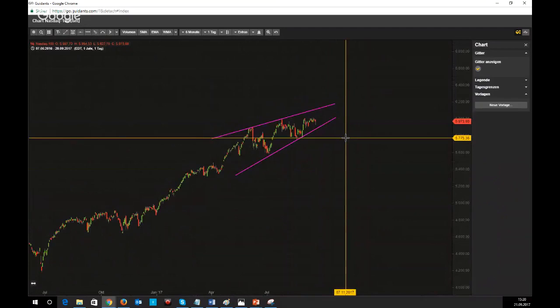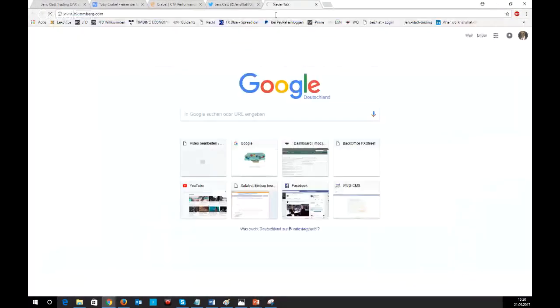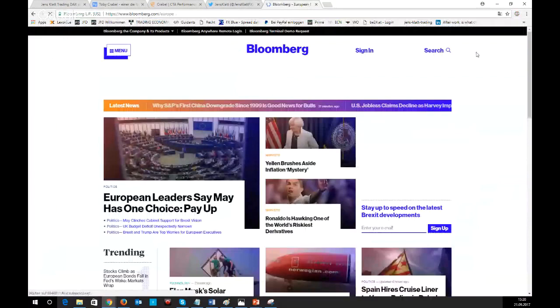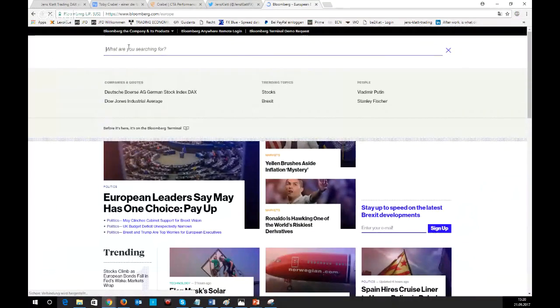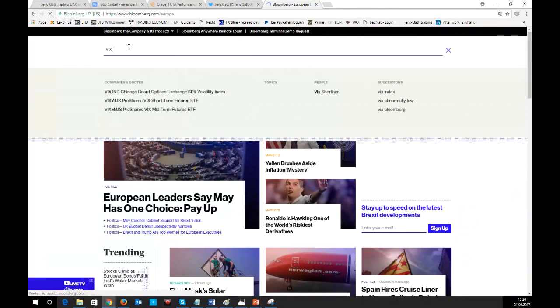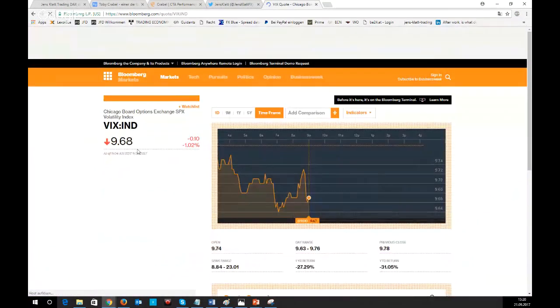We can also put on top, for example, one sec, let's have a look at the current situation in the volatility index, the VIX. Let's have a look here at Bloomberg. There we go to search, and there we go to the VIX. So look at these ridiculously low levels of volatility.